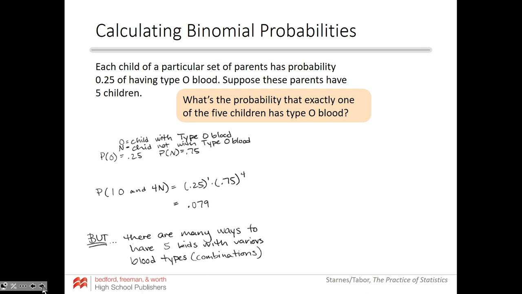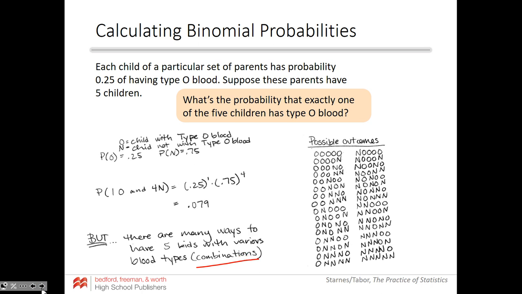But here's the but. Ready? There are many ways to have 5 kids with various blood types, or in other words, many different combinations. That's an important word we're going to revisit. So here are all my possible outcomes. This took me a while to list out, it's kind of a pain in the neck. Think of it as the parents having these kids: you could have your first kid with type O blood, or your second kid, or third, fourth, or fifth with type O blood.